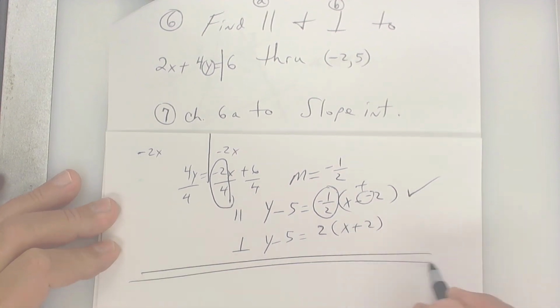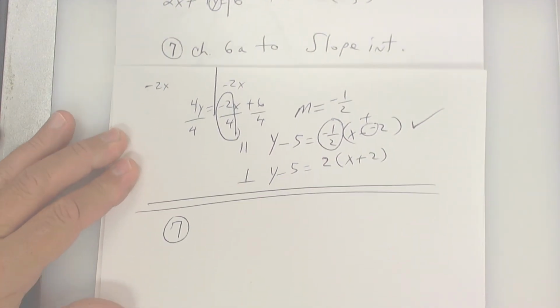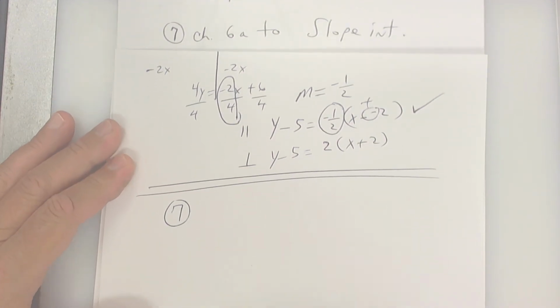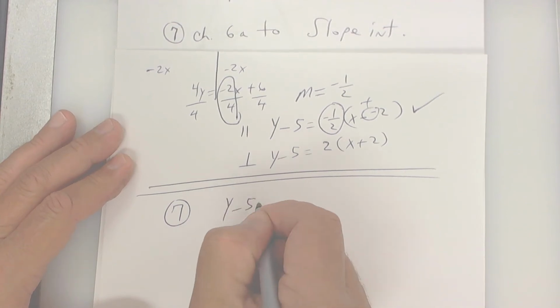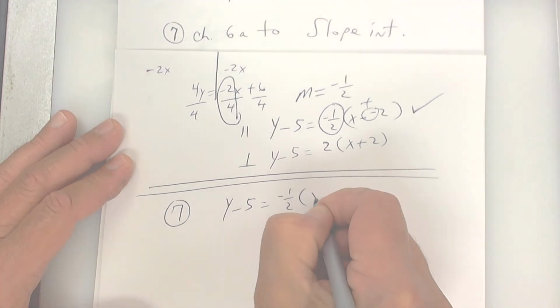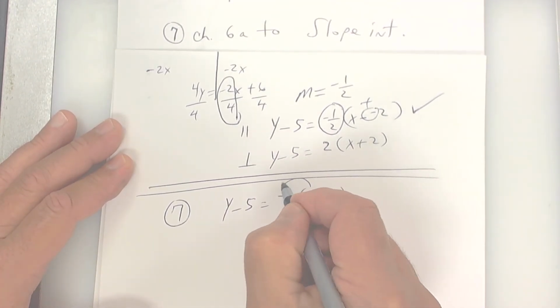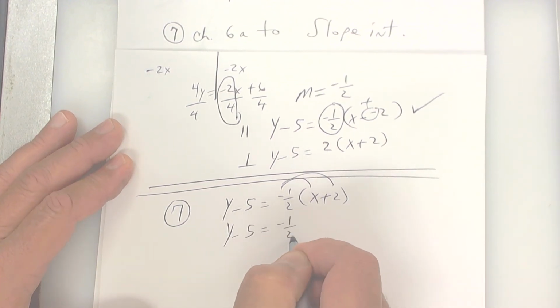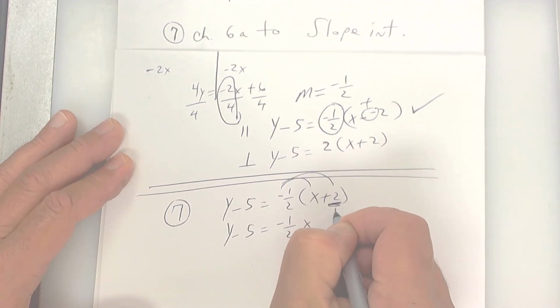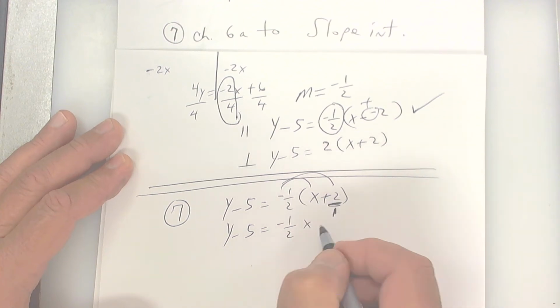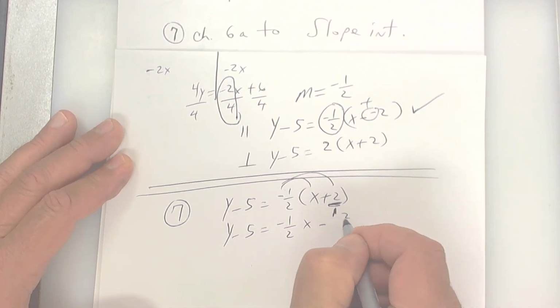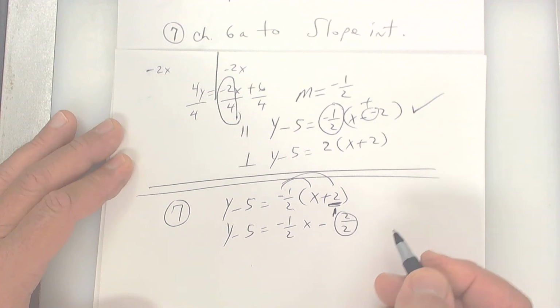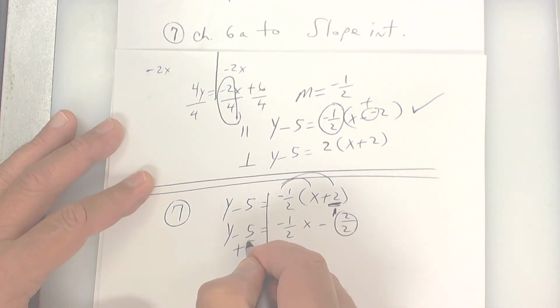So put number 7 and watch what I do. So you want to do y minus 5 equals negative 1/2 and then x plus 2, and you want to distribute. Put a 1 under here. Remember the trick. Negative times a positive is a negative. 1 times 2 is 2. 2 times 1 is 2. So that gives you a positive 1.